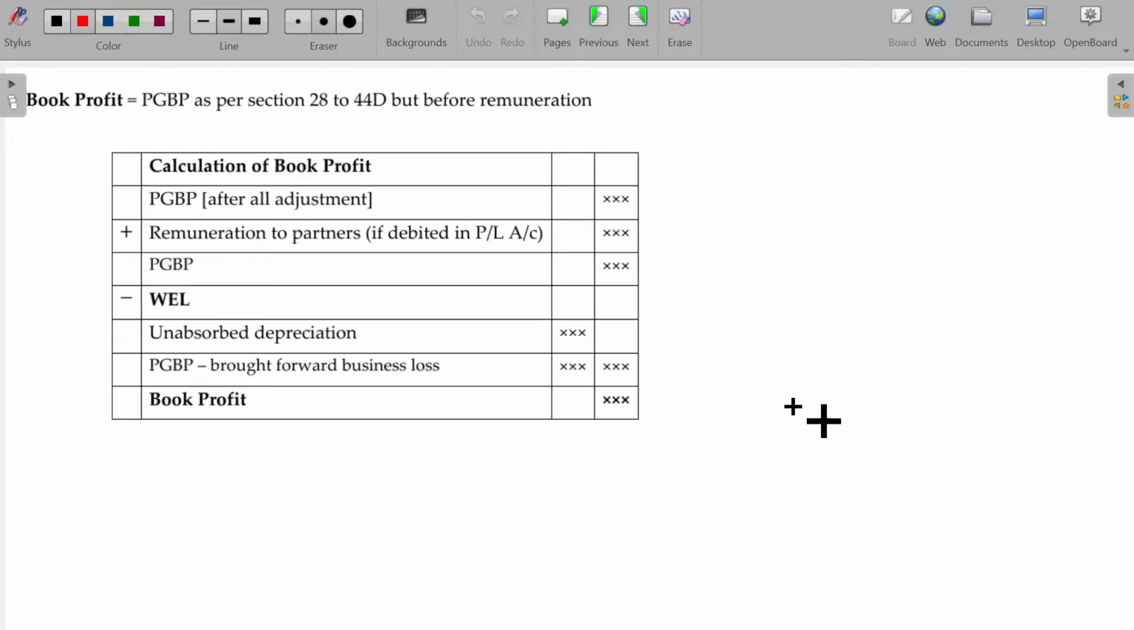Now, here is the format, book profit. PGBP as per section 28 to 44D, but before remuneration. So once you calculate the book profit, PGBP after all adjustments falling under this section, remuneration to the partners, if it is already debited, should be added back to get the PGBP. And two more adjustments will be carried over, one more adjustment I will explain later. After that, you will get book profit.